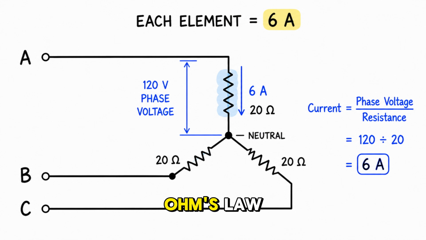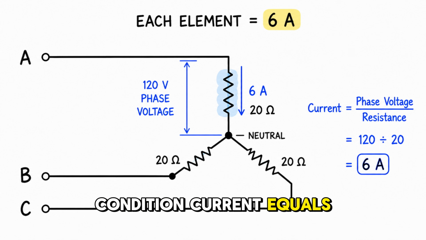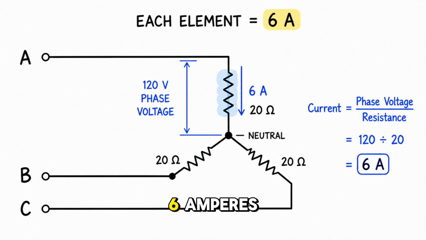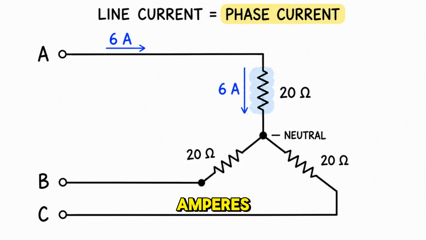Now we apply Ohm's law to find the current through each element. Current equals phase voltage divided by resistance. In such a condition, current equals 120 divided by 20, which equals 6 amperes. In a Y connection, the line current equals the phase current. Due to this, the line current from the supply is also 6 amperes.